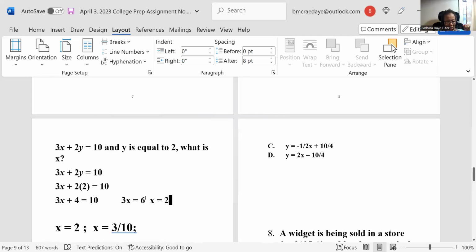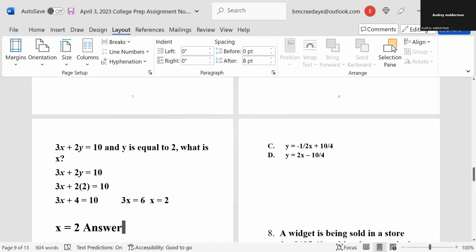But once you got here, 3x is equal to 6, you can say, well, there's only one number I can multiply by 3 and get 6, and that's the number 2. So my answer is 2. Got it? Maureen, how do you get 3 over 10? That's okay. You don't have to tell me. You probably found your error. So Mercedes is correct, and that's the answer. X equals 2.